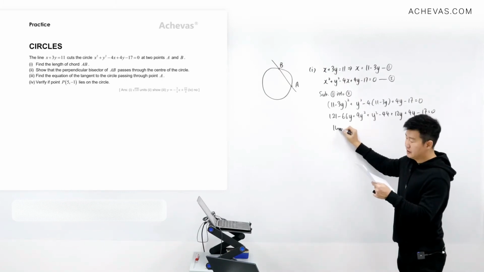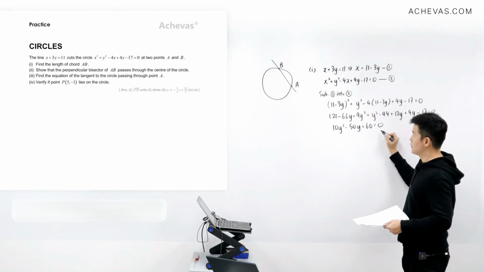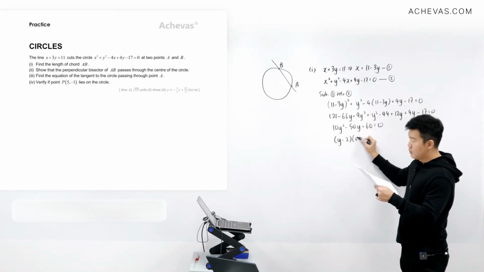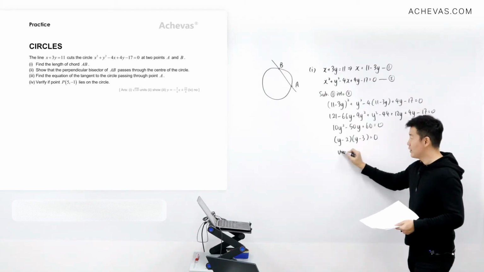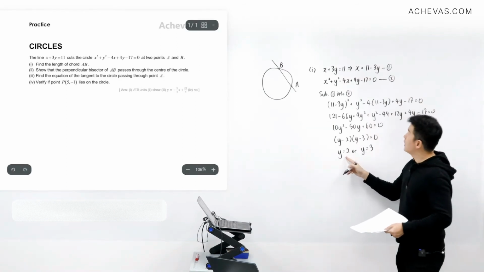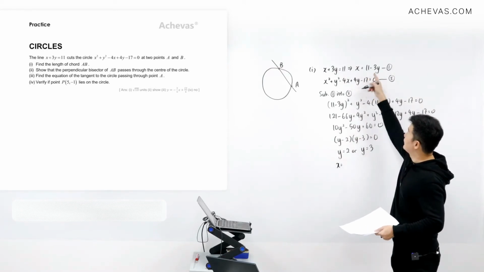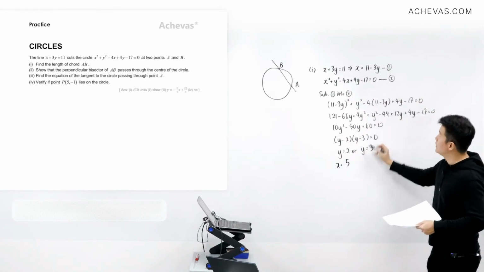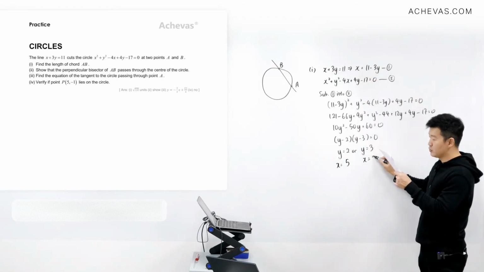Simplifying this, we will get 10y squared minus 50y plus 60. This is equal to 0. Factorizing this, we will get (y minus 2)(y minus 3) is equal to 0. And this means that y is going to be equal to 2 or y is going to be equal to 3. And where y is equal to 2, I'm going to sub it back into this equation number 1. X is going to be equal to 11 minus 3 times 2. It is going to be equal to 5. And when y is equal to 3, x is going to be 11 minus 3 times 3, 11 minus 9. X is going to be equal to 2.